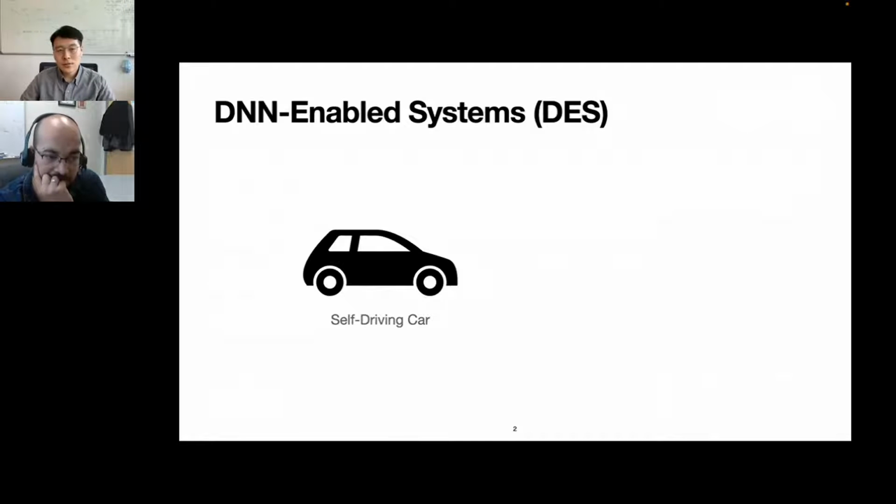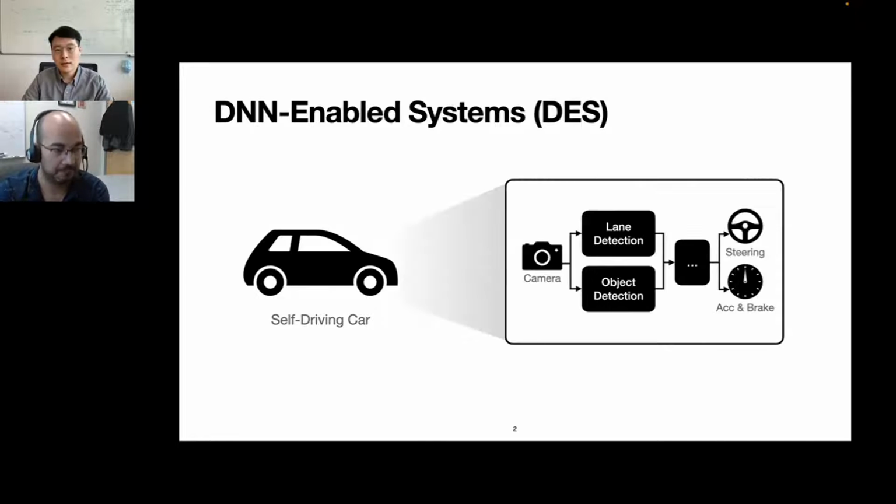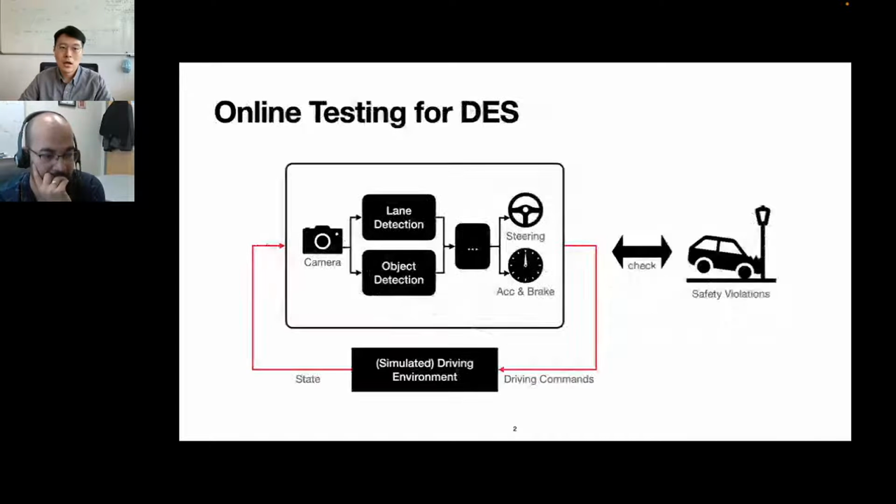DNN-enabled systems, or in short, DES, are widely discussed, and nowadays they are very familiar to us. For example, if we look into the self-driving car, we can easily find that there are some DNNs, very essential, for example, object detection, lane detection, and so on, to deal with high-dimensional data such as images.